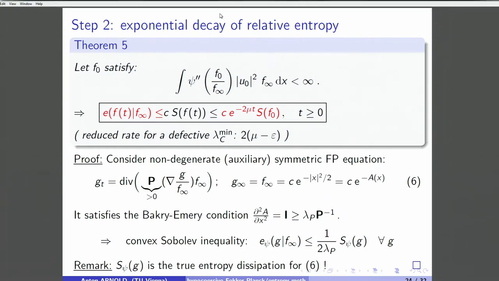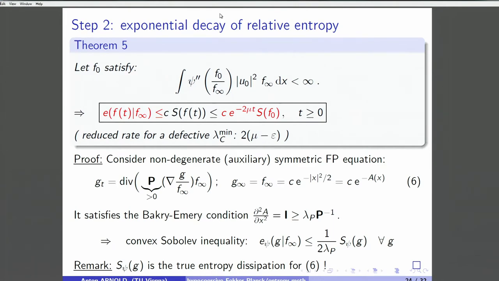And hand in hand with this exponential decay goes a generalized logarithmic Sobolev inequality. Here it is. Here's this logarithmic or convex Sobolev inequality, which is an inequality between the relative entropy and this functional S, this modified Fisher information functional. And this is exactly the term that we want to plug in here. So let me repeat, the equation G actually has nothing to do with my original Fokker-Planck equation. It's just auxiliary. And I use this convex Sobolev inequality for each fixed point in time. And then just plug it in here to the original equation. And then I close this inequality.